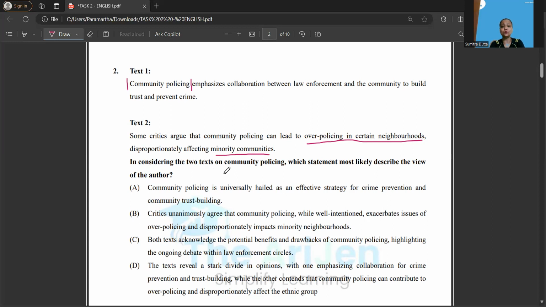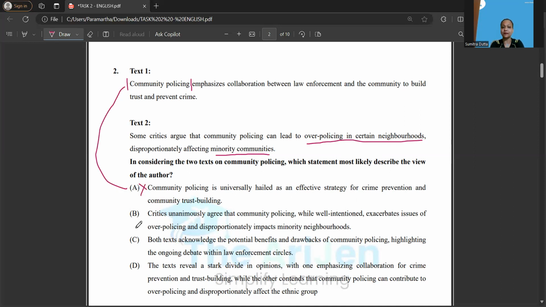In considering the 2 texts on community policing, which statement most likely describes the view of the author? So we have to consider this, we have to consider this, and then we have to pile up the information. Where is the information? Let us check. Number A. Community policing is universally held as an effective strategy for crime prevention and community trust building. Number A is giving information only for text 1, right? Nothing of text 2. This cannot be the answer.